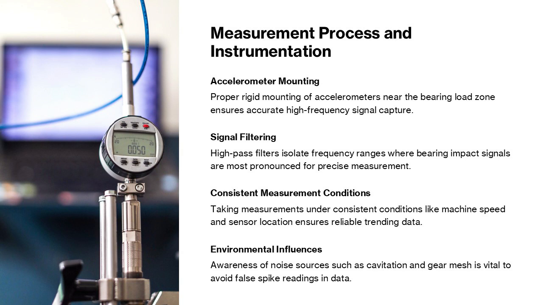During data acquisition, the acceleration signal is routed through a high-pass filter designed to isolate the frequency range where bearing impacts are most pronounced. The filtered signal is then processed to calculate the spike energy value. Consistency is essential. Measurements must be taken at similar operating conditions, sensor locations, and machine speeds to ensure valid trending. Engineers must also be aware of environmental and process influences, such as cavitation, gear mesh impacts, or electrical noise, which can introduce false spikes.